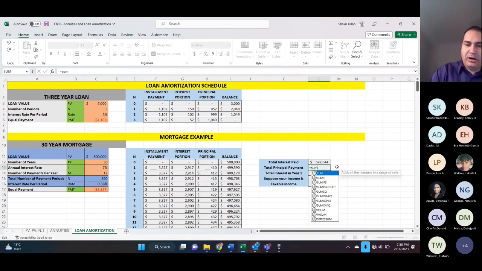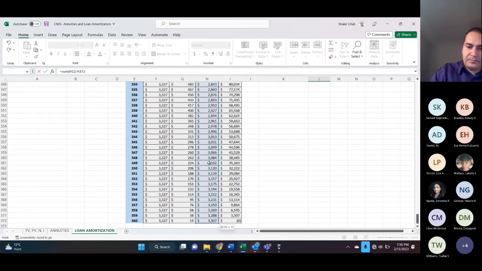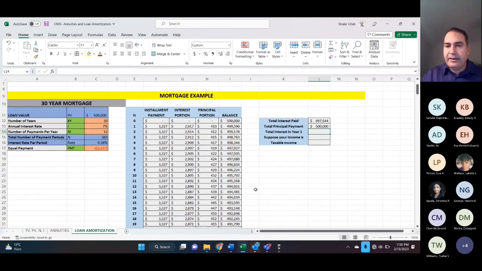Equals the sum of the principal, and that is 500,000, which is, of course, your loan amount. That is what you pay. Interest in year one, how much interest did you pay in year one?